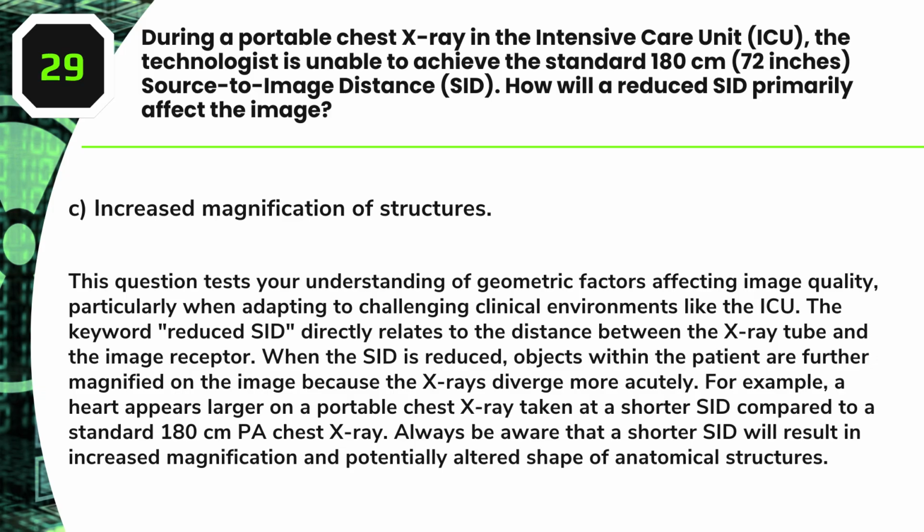When the SID is reduced, objects within the patient are further magnified on the image because the X-rays diverge more acutely. For example, a heart appears larger on a portable chest X-ray taken at a shorter SID compared to a standard 180 cm PA chest X-ray. Always be aware that a shorter SID will result in increased magnification and potentially altered shape of anatomical structures.